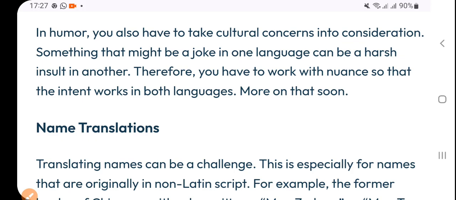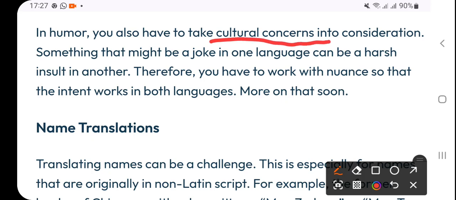In humor you also have to take cultural concerns into consideration, right? That is very important, because some things are good in some communities and not acceptable in others. So something that might be a joke in one language can be a harsh insult in another, right? That depends on their culture, whether it does not allow it or is very open. That is a different story, right? Therefore you have to work with nuances.